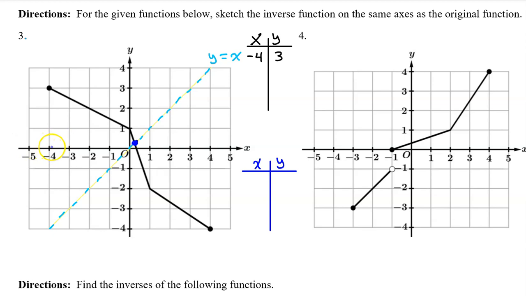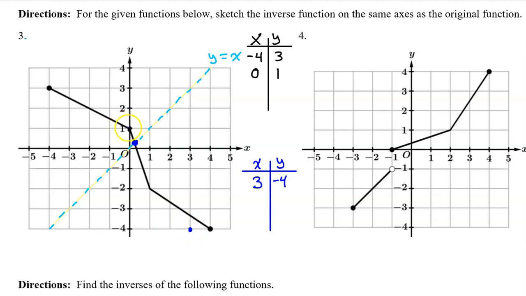A key point on the original graph is the point (-4, 3). The corresponding point on the inverse graph will be what we get when we switch the x and the y. So the corresponding point on the inverse graph will be the point (3, -4), which is here.